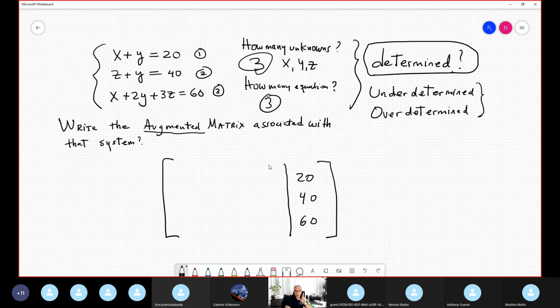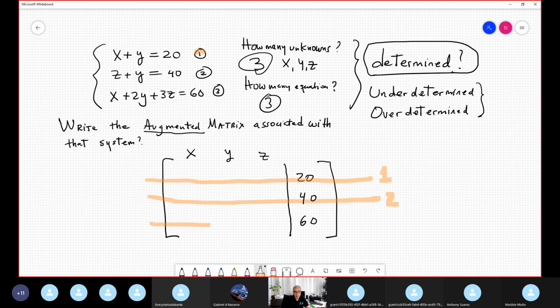And the organization: we reserve 1 column for the X, which is my first unknown, my first variable, 1 column for the Y, and 1 column for the Z. And you copy the numbers, one equation by one equation. This row is equation 1, this row is equation 2, and this row is equation 3. And you go equation by equation.